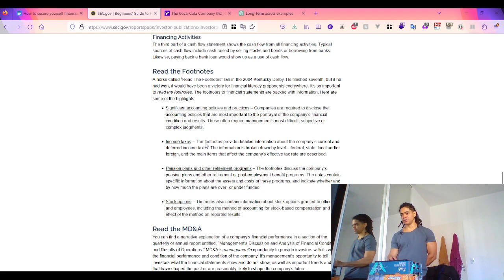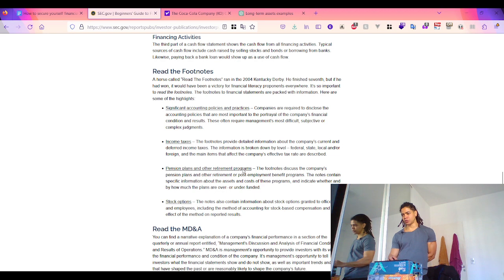Income taxes. The footnotes provide detailed information about the company's current and deferred income taxes. The information is broken down by level: federal, state, local, and or foreign. And the main items that affect the company's effective tax rate are described.